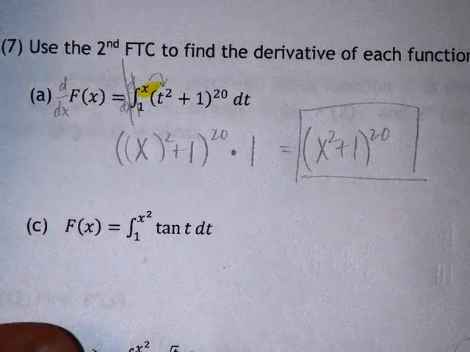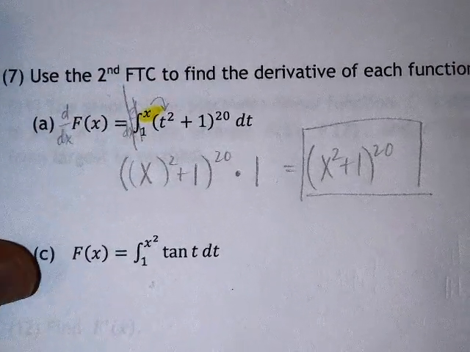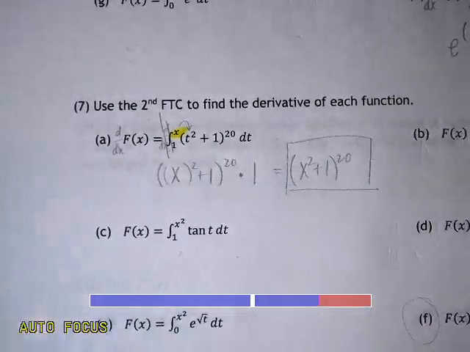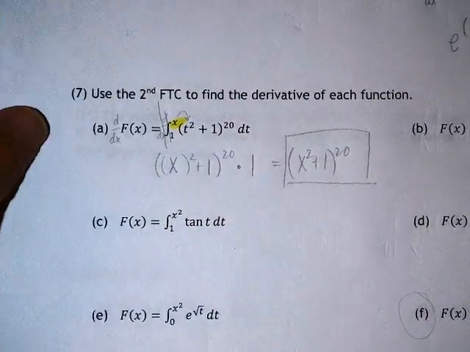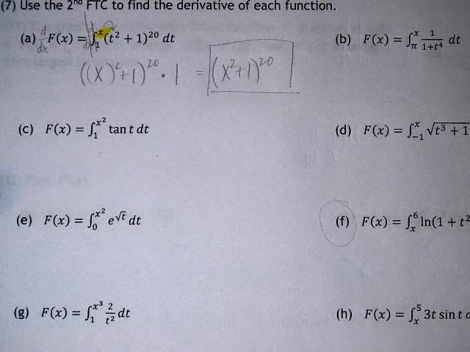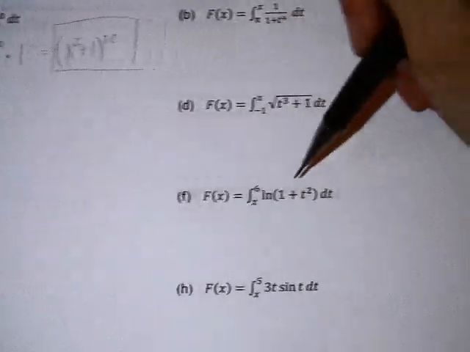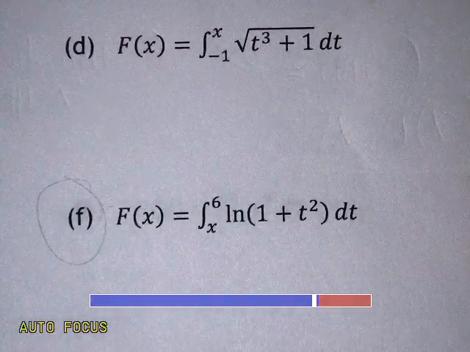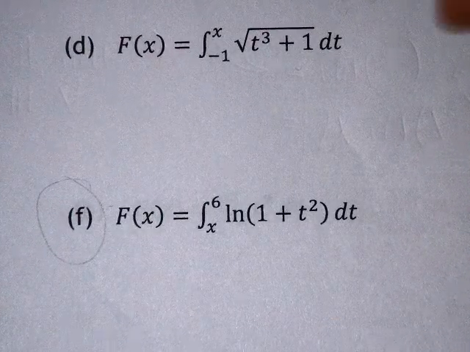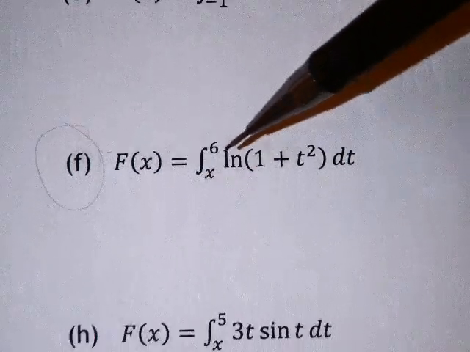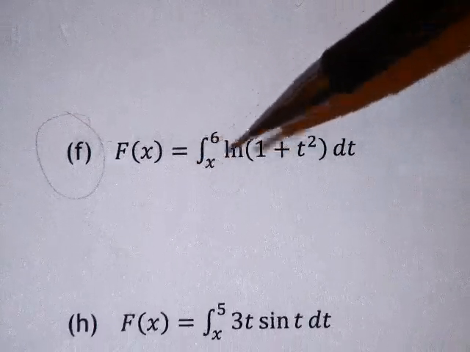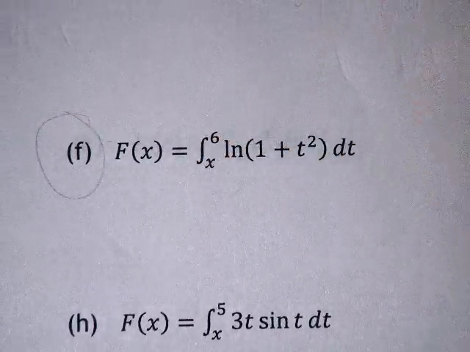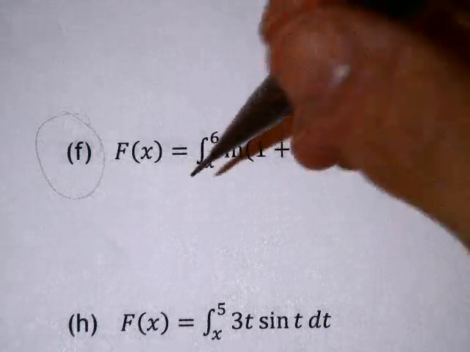But the question that I want to make sure that we address in this video, because technically we've done fewer of them in this problem set, is letter F, which, if you notice, doesn't have a traditional fundamental theorem setup. The traditional fundamental theorem problems have x at the top, this one has x at the bottom, and the fundamental theorem process, that chain rule process, only works when x is at the top.